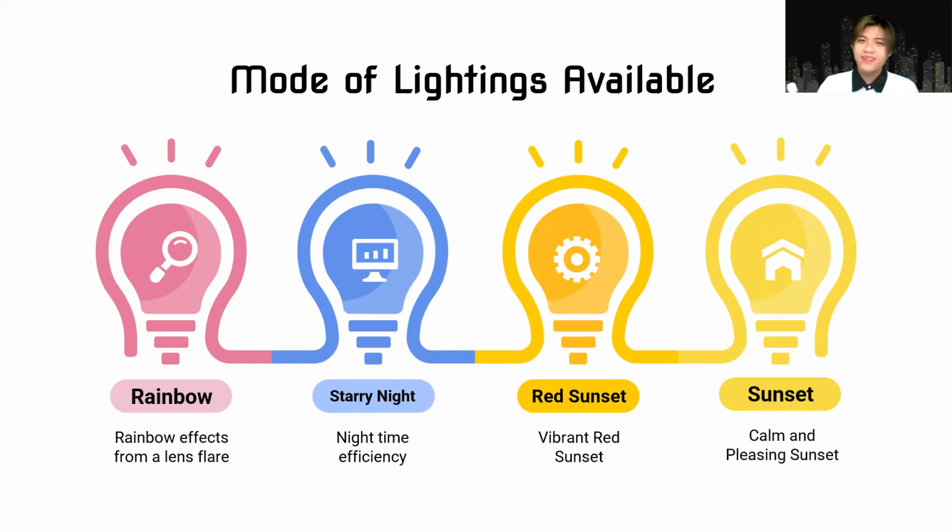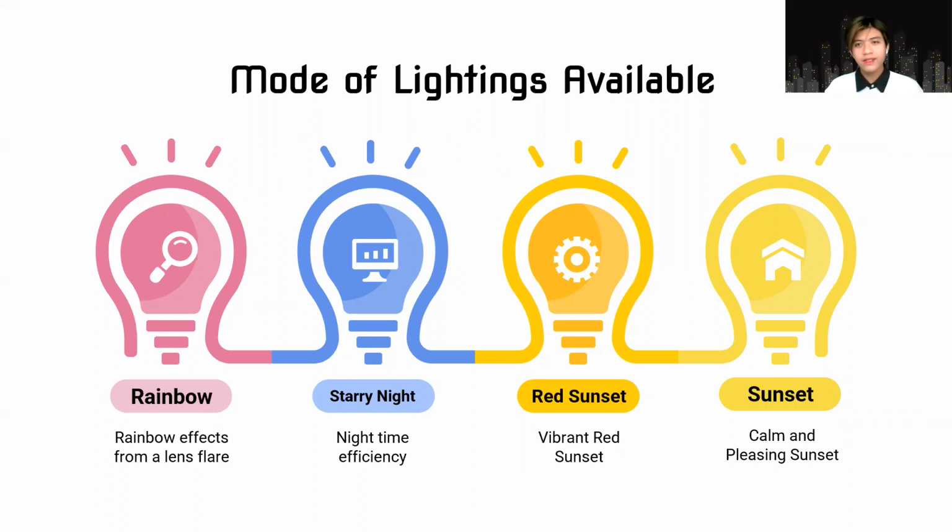Previously I talked about the modes of lighting available in Chroma Light. We have four different types, which are rainbow, starry night, red sunset, and also sunset. The rainbow effect is like the kind of rainbow that you can see from a lens flare when you open up your camera and use the flash. Another example would be the CD. The rainbow glittering on a CD is also the kind of effect that you are going to get from this rainbow mode of lighting.